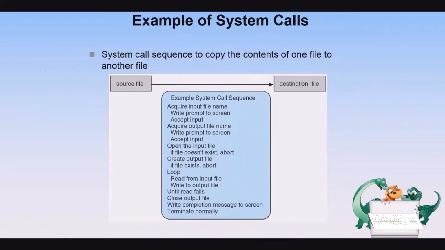Okay, so next, this is an example of a system call. System calls are generally written in C or C++, although some are written in assembly for optimal performance. This figure illustrates the sequence of system calls. These are the system calls here, and this sequence is required to copy a file.